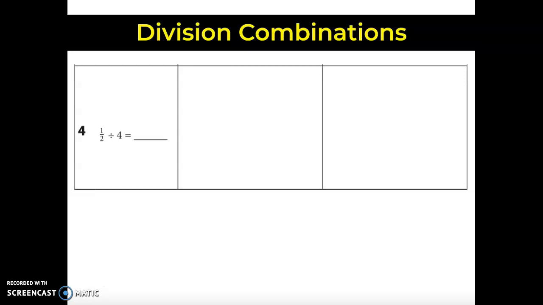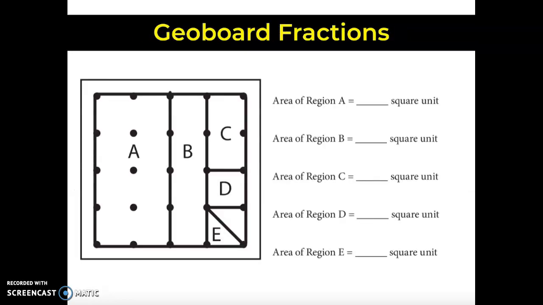So let's look at that situation of 1/2 divided by 4. How can we visualize what this would look like? What is 1/2 divided by 4? Well, to help us, I am going to take a look at a GeoBoard. So you guys have worked a lot with GeoBoards for fractions.